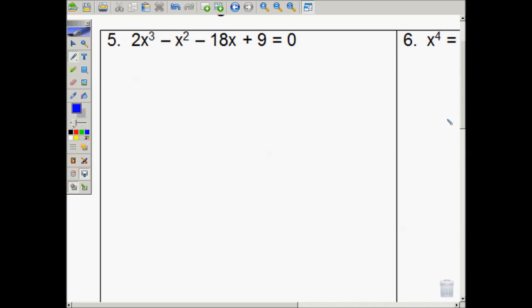Grouping. Look at that. We're so smart. So I'm going to group the first two and group the last two. When you're grouping, I'm finding the GCF of each group, right? So what's the GCF of my first group? X squared. Beautiful. So it's x minus 1. So I'm going to be left with x minus 1.